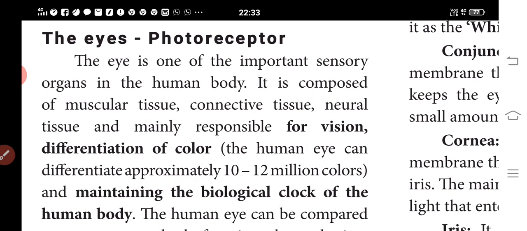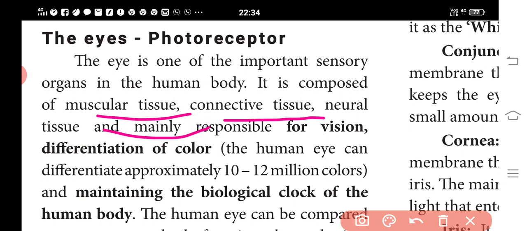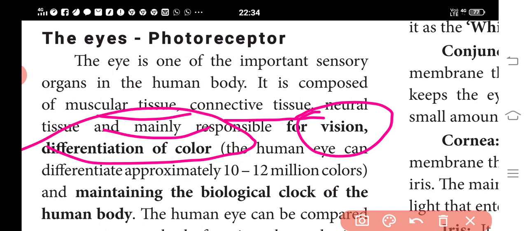The eye is the organ of vision located in the orbit of the skull and held in its position with the help of the six extrinsic muscles. So already you heard that it is composed of muscular tissue, connecting tissue and neural tissue. What is the function? It is responsible for vision and differentiation of color.